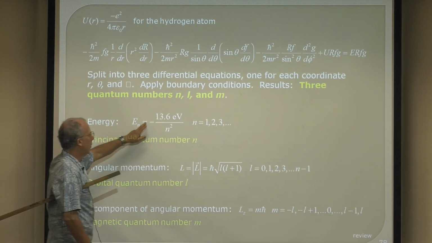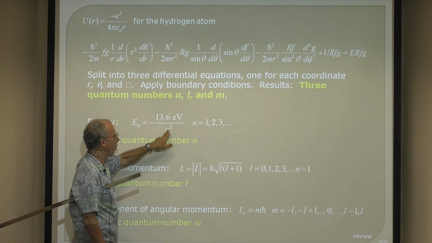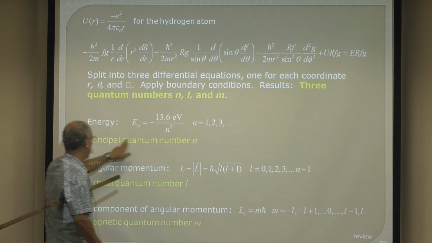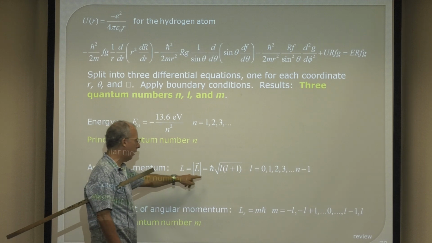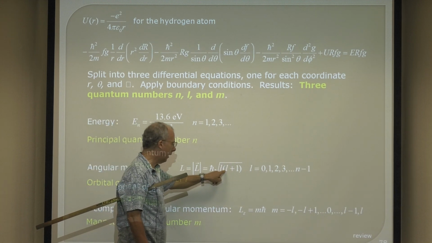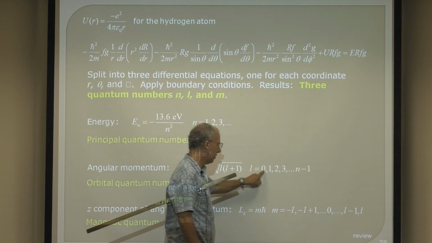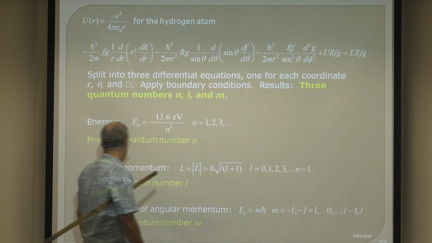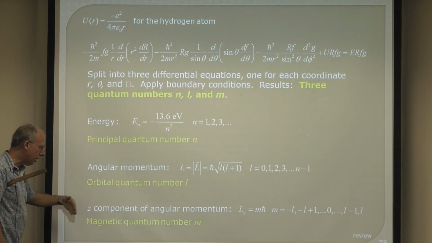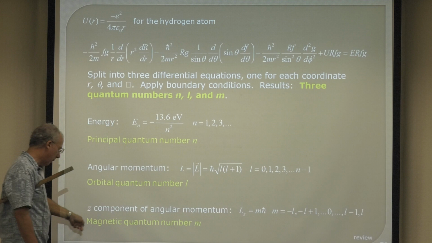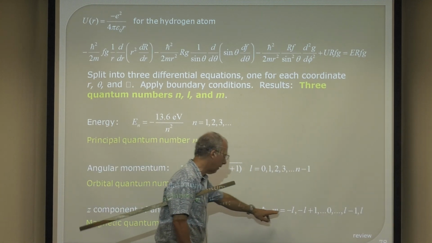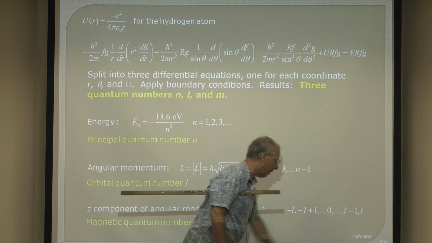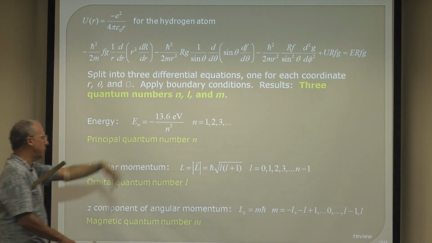Energy E_n equals minus 13.6 electron volts over n squared. Principal quantum number. Angular momentum is quantized. Magnitude L equals h bar square root of l(l+1), and l goes from 0 to n minus 1. And then you get the z component of the angular momentum, what I call m sub l. m sub l goes from negative l in steps of 1 up to positive l. So that's just Schrodinger's equation.